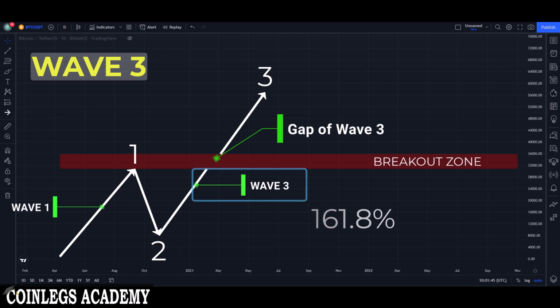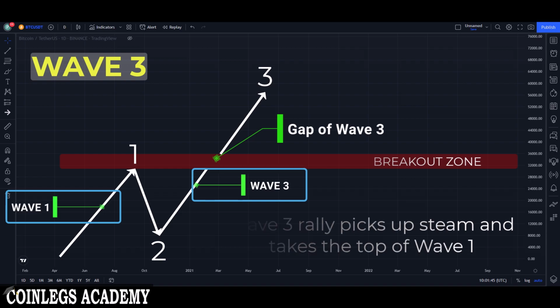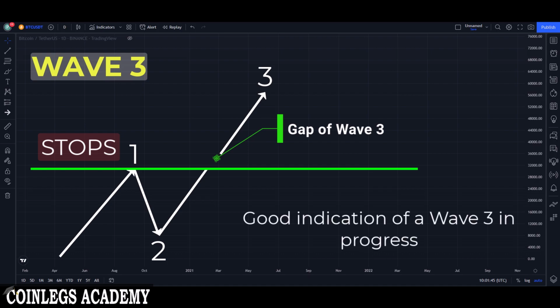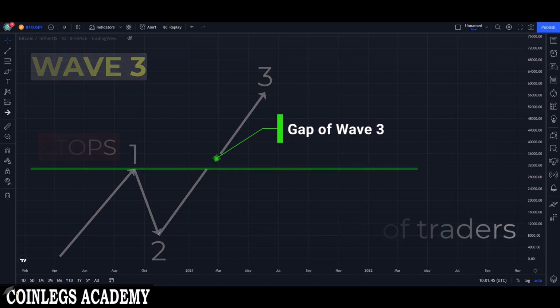161.8%. Wave 3 rarely picks up steam and takes the top of Wave 1. As soon as the Wave 1 high is exceeded, the stops are taken out. Depending on the number of stops, gaps are left open. Gaps are a good indication of a Wave 3 in progress. After taking the stops out, the Wave 3 rally has caught the attention of traders.